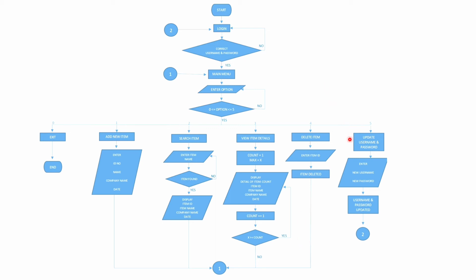For the sixth and last option, which is update username and password, once we enter 5, it will ask to enter a new username and new password. After that, the new username and password will be updated and it will bring us to the login page again to log in with the new username and password. So this is the flowchart of our program, which is the stock management system.